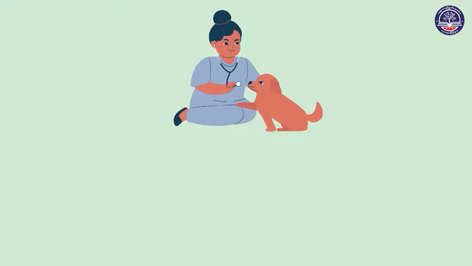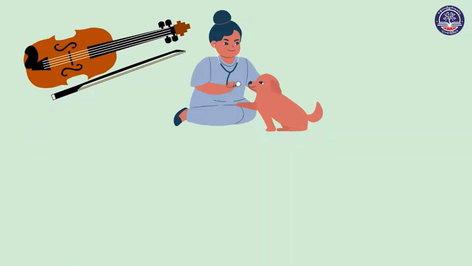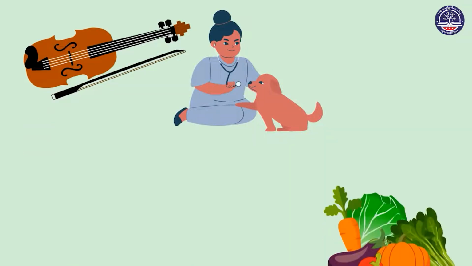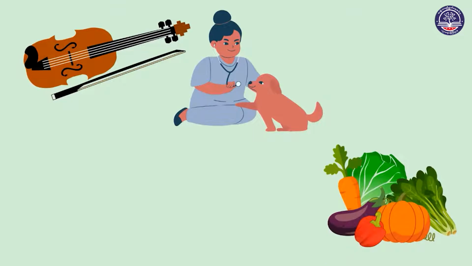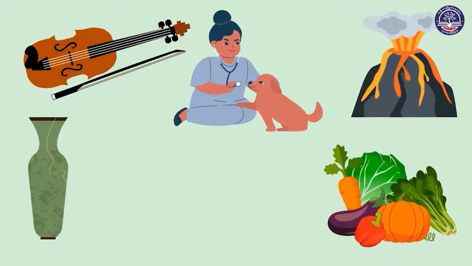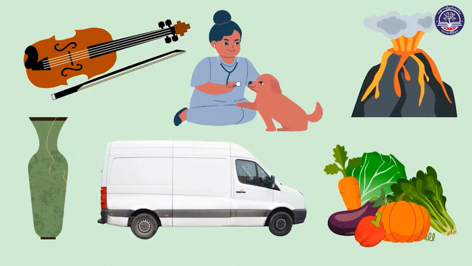Great. V is for vat. V is for violin. V is for vegetable. V is for vase. V is for volcano. V is for van. You know some V words.